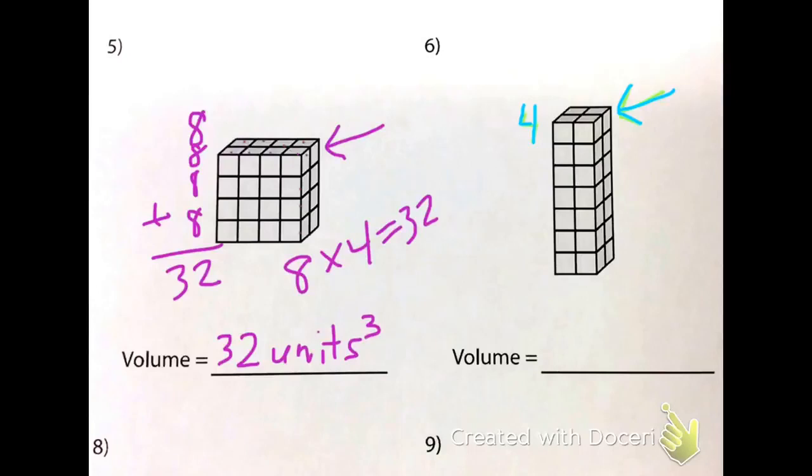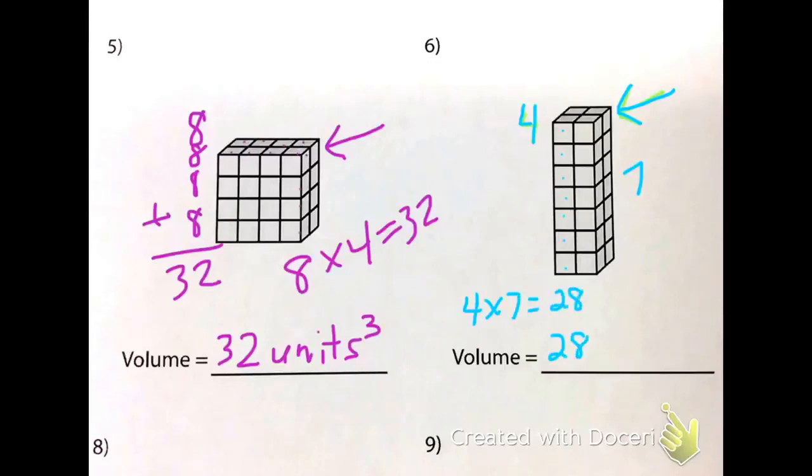Then we see how many layers it takes to make up this rectangular prism. We know a layer is 4, and then we just count down 1, 2, 3, 4, 5, 6, 7. So there are 7 layers. Now we know there are 4 in each layer, so a little simple multiplication problem: 4 times 7 is 28.